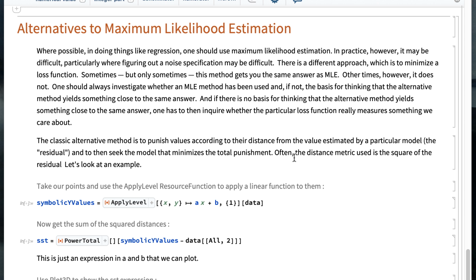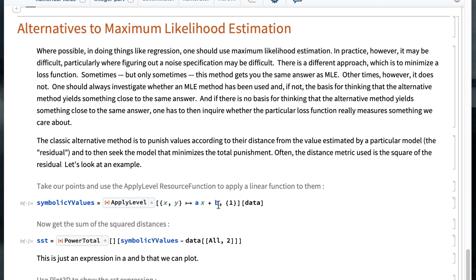And what do we mean by distance? Well, oftentimes what we mean is the square of the residual. Not always. There are lots of other distance metrics that can be used. In fact, there's one in particular that we will use, like cross entropy. But oftentimes you're going to measure the distance as the square of the residual. So let's look at this.